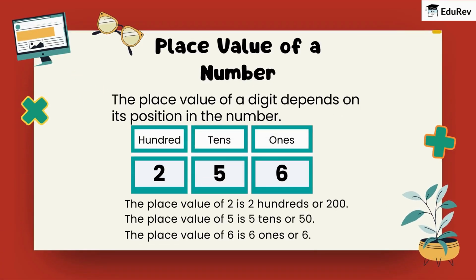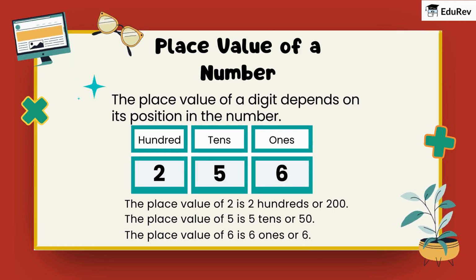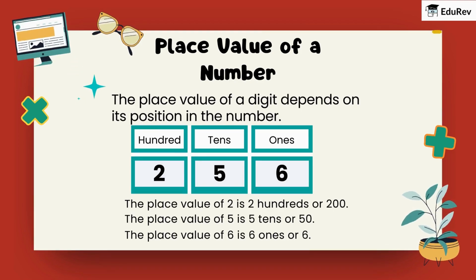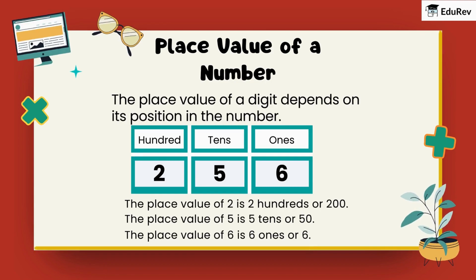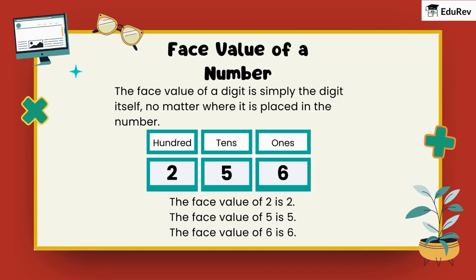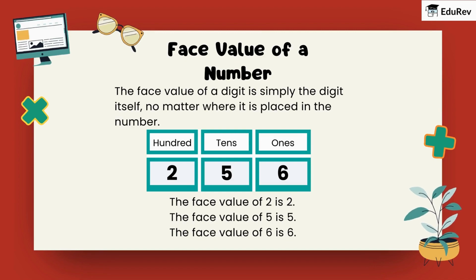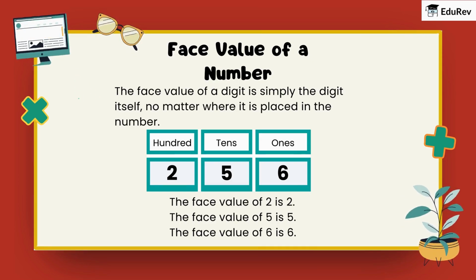The place value of a digit depends on its position in the number. For example, in the number 256, the place value of 2 is 200s or 200, the place value of 5 is 5 tens or 50, and the place value of 6 is 6 ones or 6. The face value of a digit is simply the digit itself, no matter where it is placed in the number. In the number 256, the face value of 2 is 2, the face value of 5 is 5, and the face value of 6 is 6.